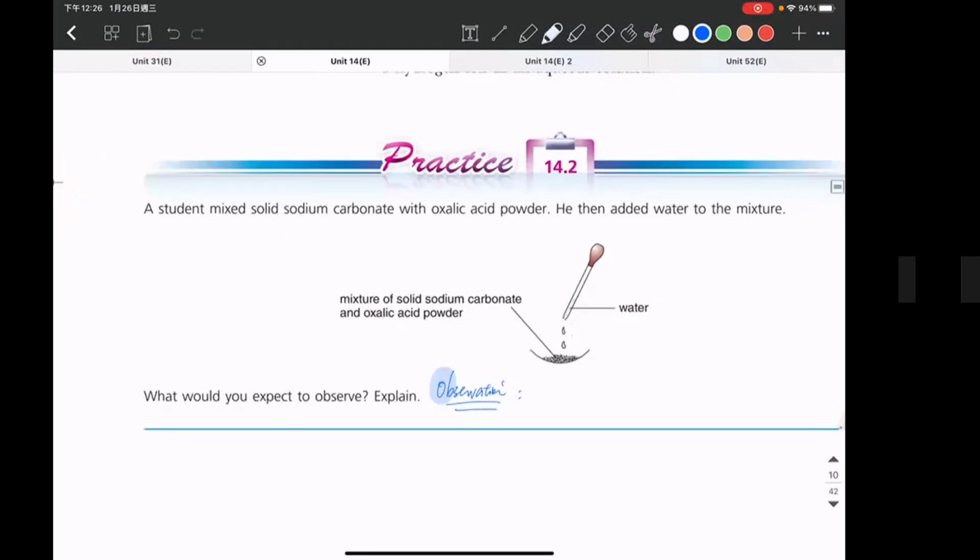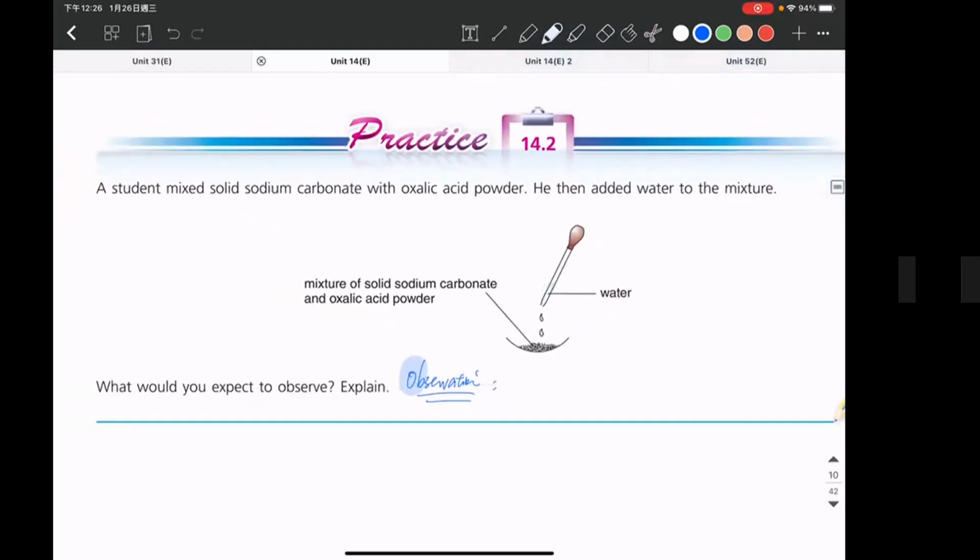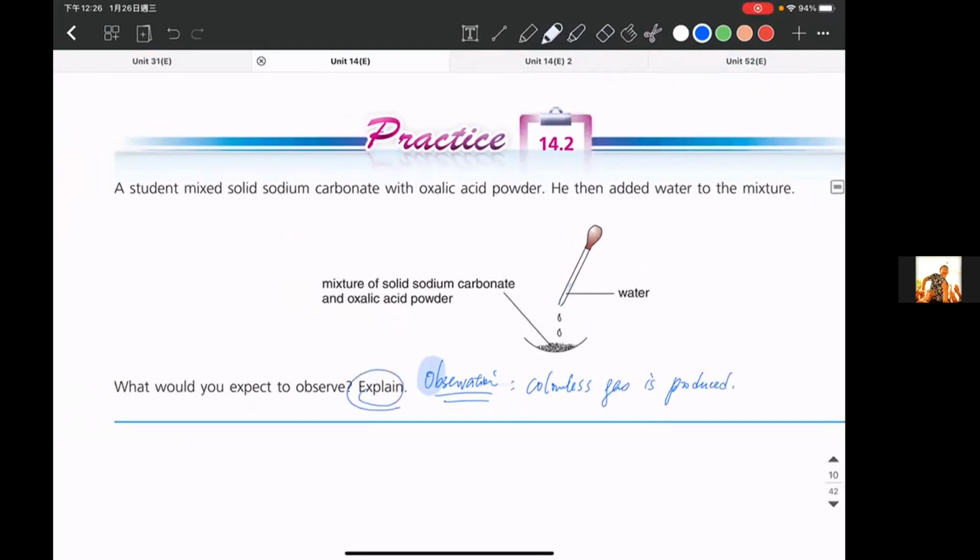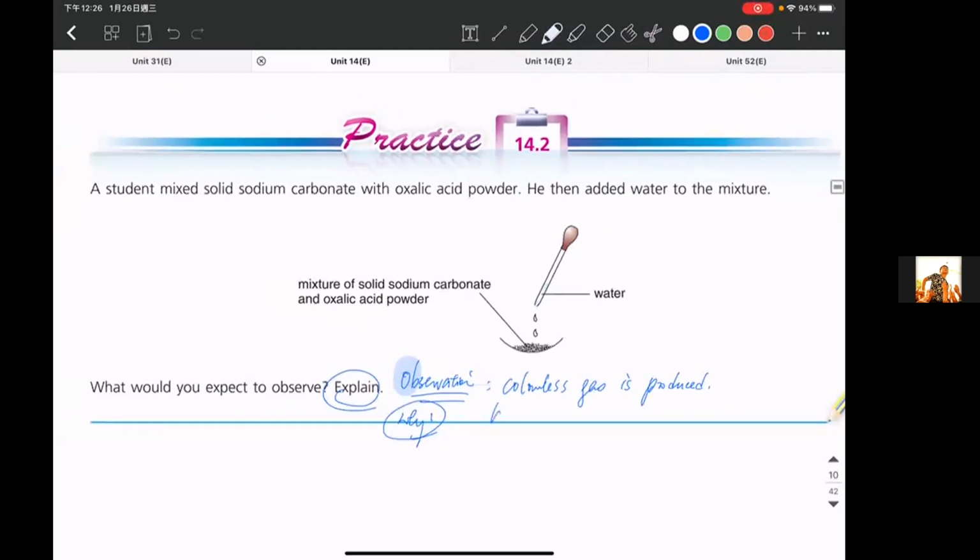Colorless gas is produced. What is that colorless gas? Carbon dioxide. Carbon dioxide, yes. But explain. So you are going to tell me in detail what happens when water is added. What happened?